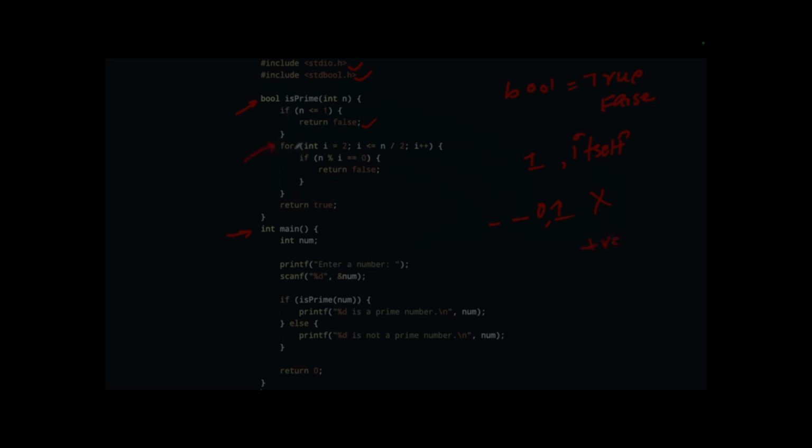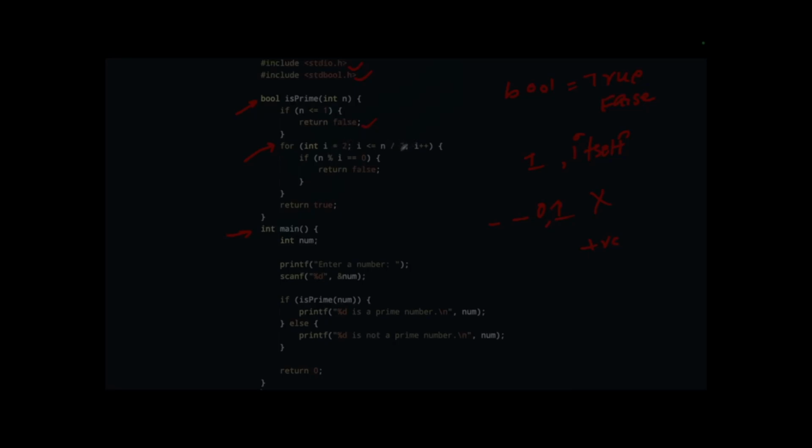This is a for loop statement. If you don't know about for loop, please check the I button over here. I will provide the link for the statement part, or you can check the description. Okay, so now here you can see for loop, int i equals 2. As we know, 1 is already returning false, so it will start from 2 and go up to n by 2.